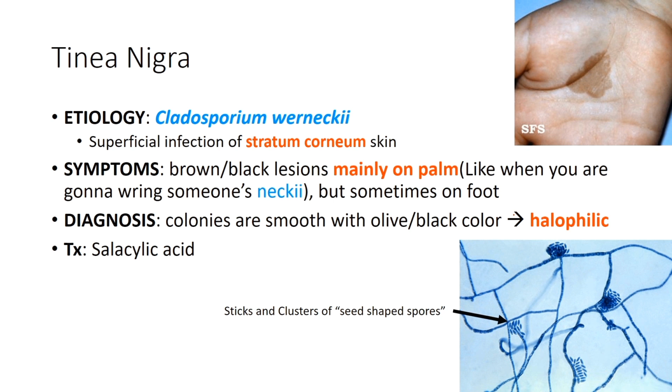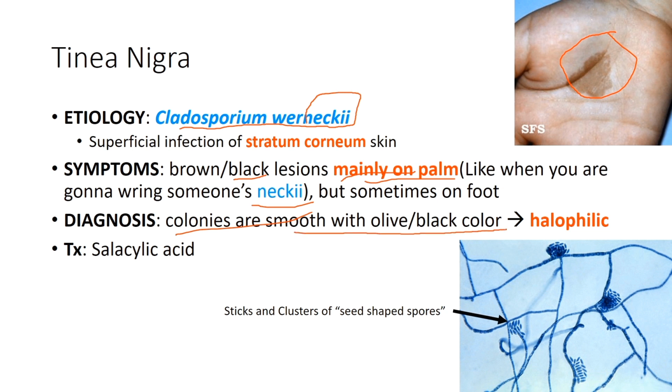So tinea nigra. This is caused by Cladosporium werneckii. It is a superficial infection of your stratum corneum, and it usually occurs as brown-black lesions, mainly on your palms. So you have that really annoying person that sits next to you in class, that one guy that always raises his hand to shout out to object to the question or something like that. That guy, you really want to wring his neck with your hand. And that is the thing that's causing this tinea nigra, which is Cladosporium werneckii. So when you're wringing that guy's neck, it occurs mainly in the palms, that's why I was mentioning that. But sometimes it's going to occur on the bottom of your feet.